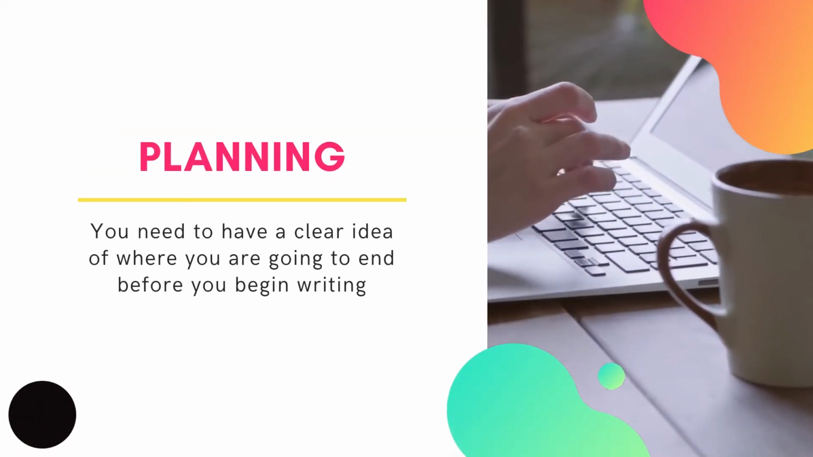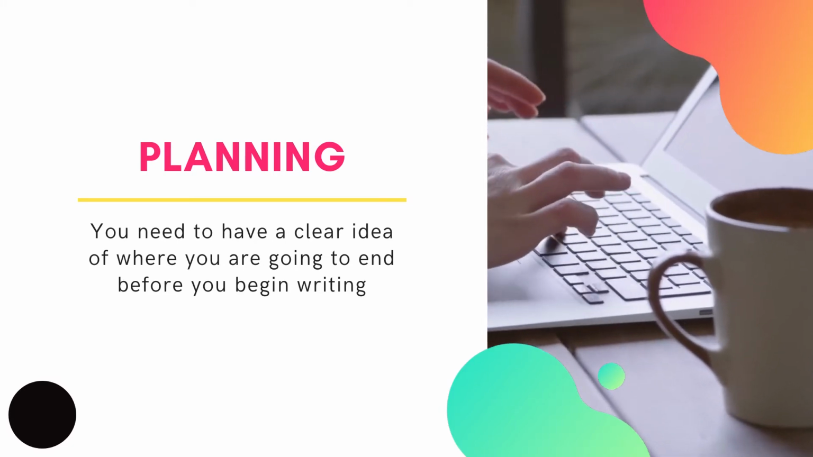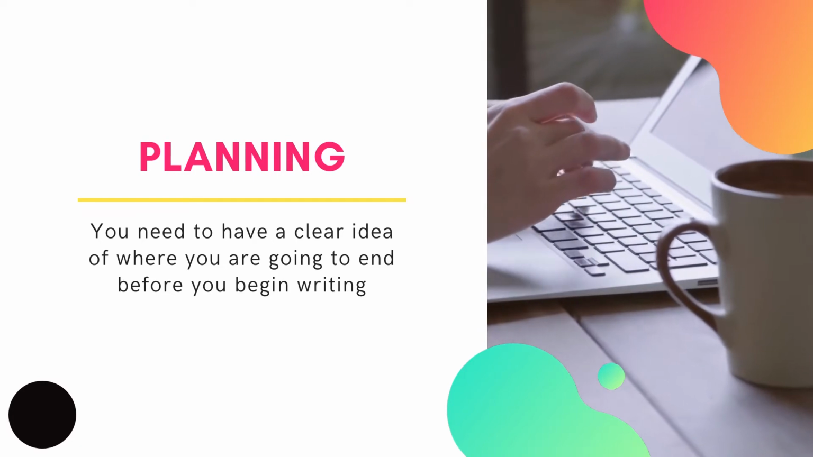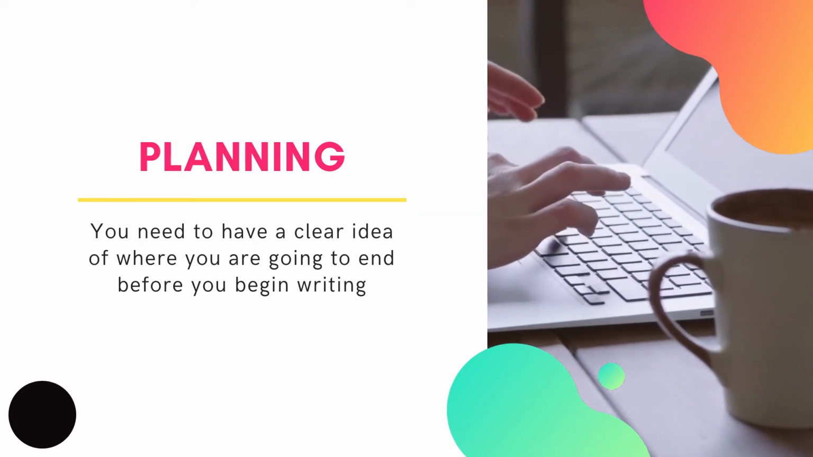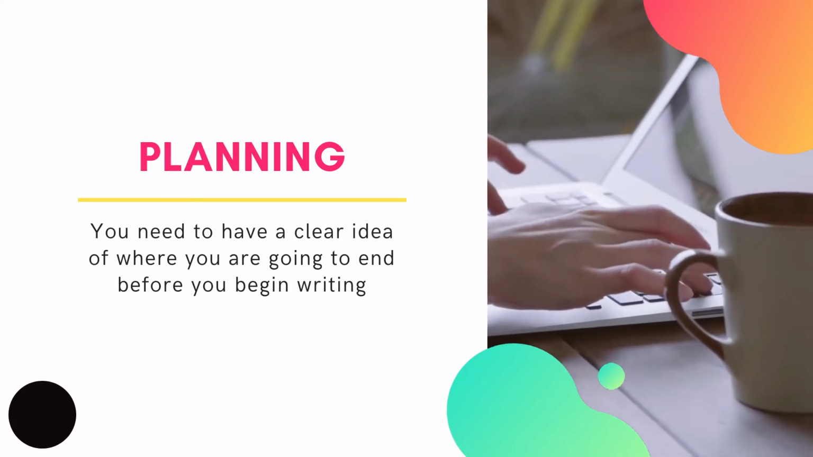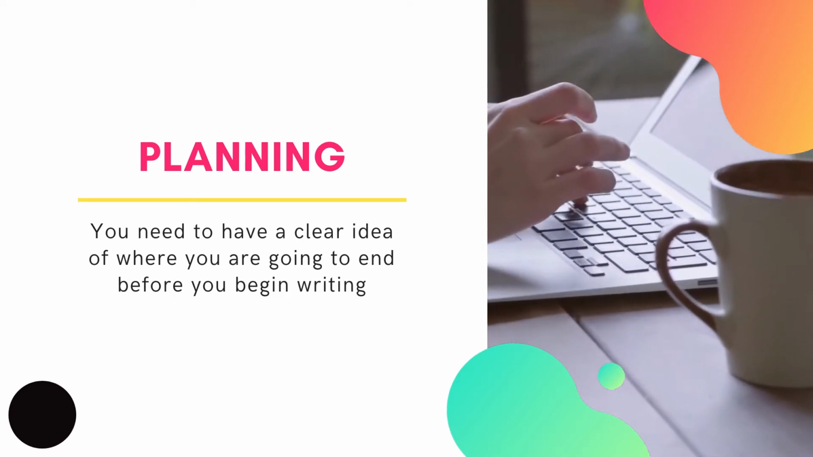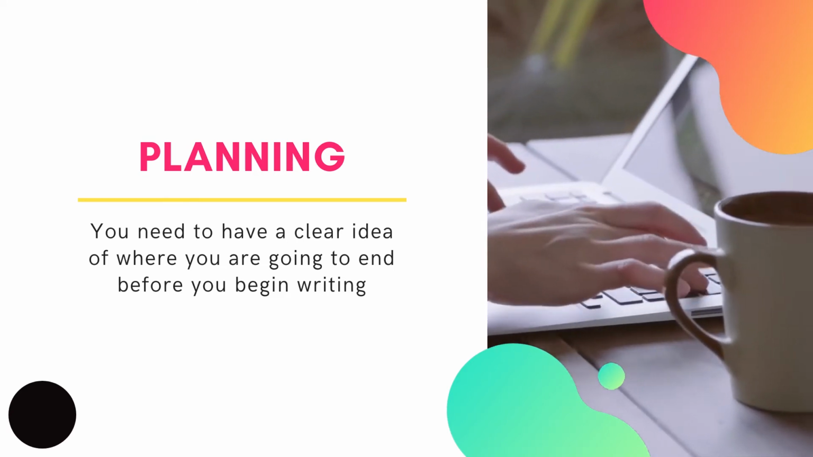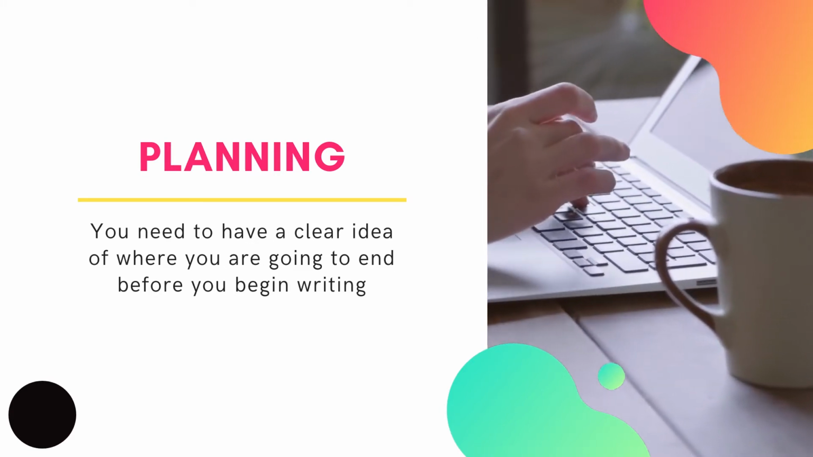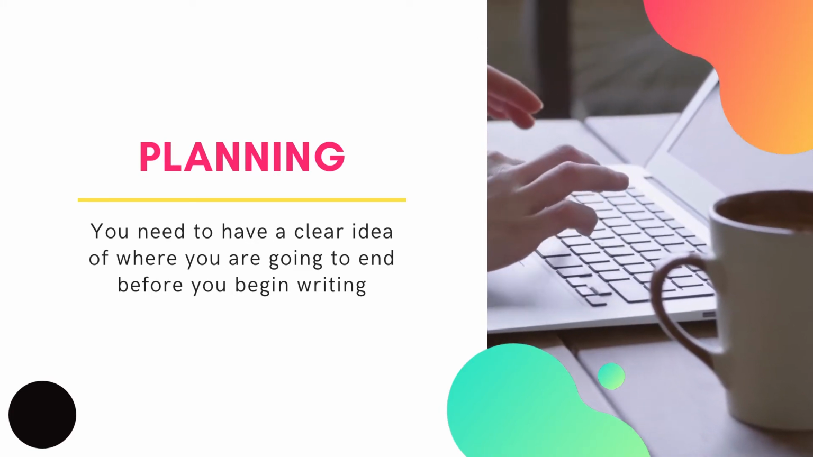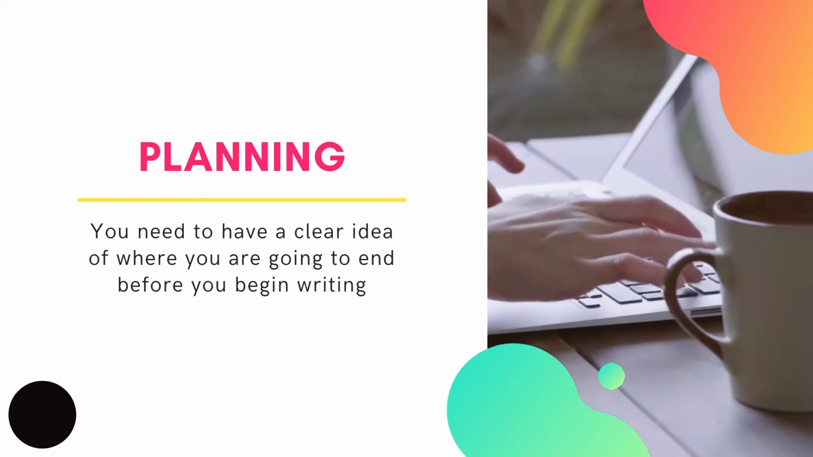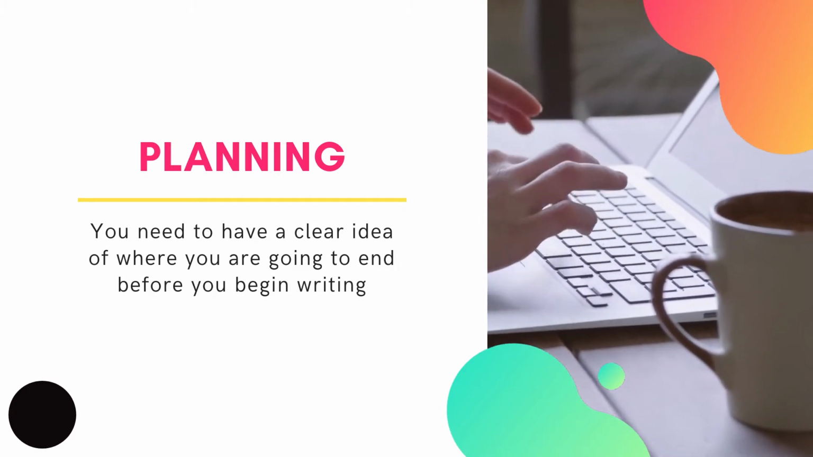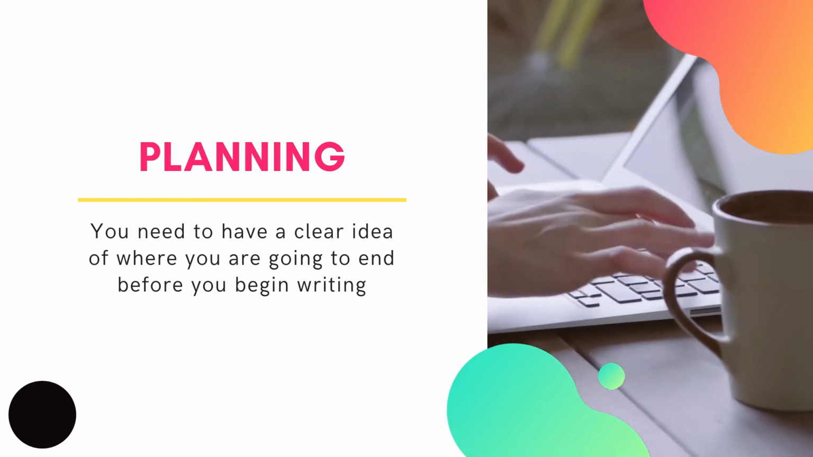Next, we have P for planning. So you need to have a clear idea of where you're going to end before you begin writing. So when we were in college, one of our professors told us that you have to begin with the end in mind. Meaning before we do something, we have to envisage or imagine what will be the outcome of our work.